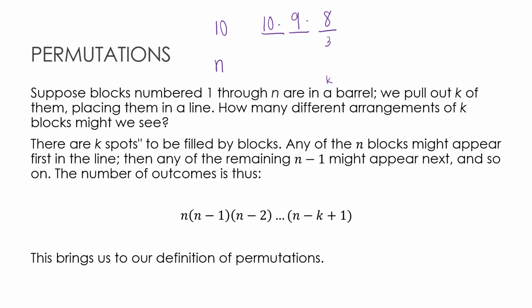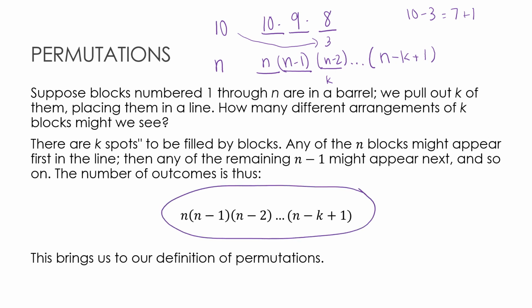I'm still going to start with n possibilities here. This is going to be n minus 1, n minus 2, etc., down to what? Well, down to n minus k plus 1. So what does that mean? Think about it in terms of my 10, 3. 10 minus 3 was 7, but I didn't end with the number 7. I ended with the number 8. That's where that plus 1 comes in. So 10, 9, 8.